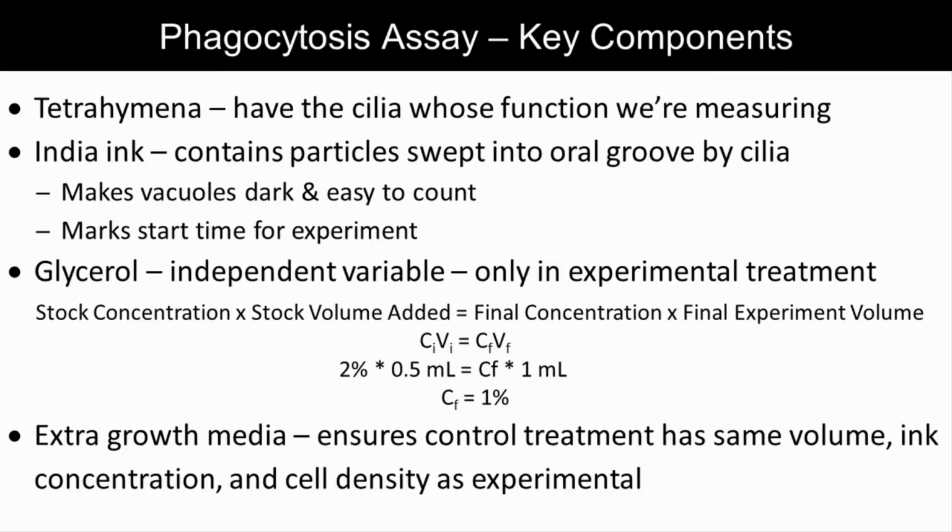If the control tube only had 400 microliters of tetrahymena and 100 microliters of ink, it would be in a final volume of 500 microliters, and the India ink would be at a concentration of 1%. However, the experimental tube has a volume of 1 milliliter and an ink concentration of 0.5%. That difference could have a major effect on the experiment. So adding another 500 microliters of regular media to the control tube keeps the volume and ink concentration constant across both treatments. Now let's check in on the tetrahymena 5 minutes after we added the ink.